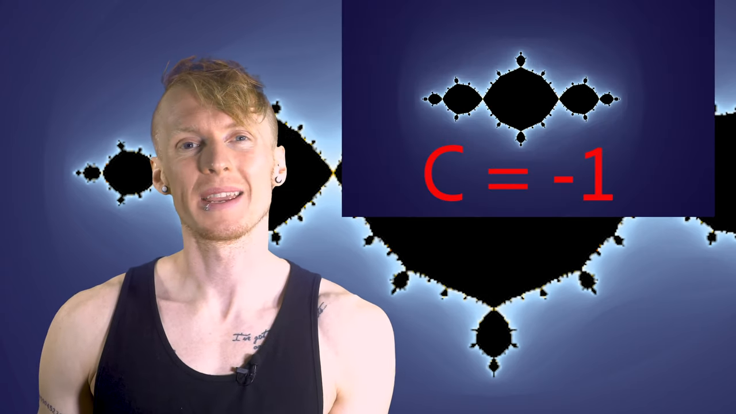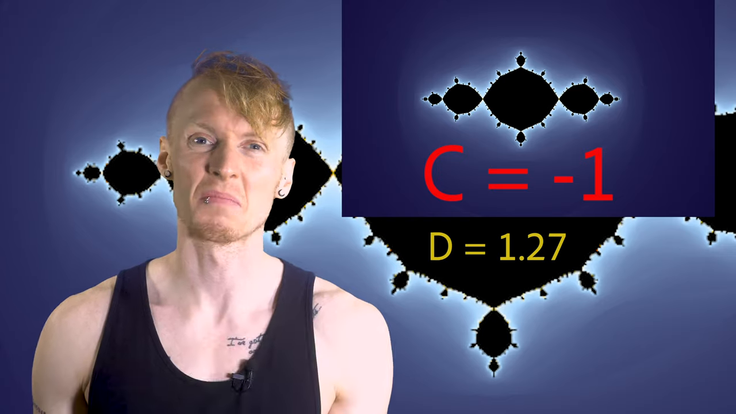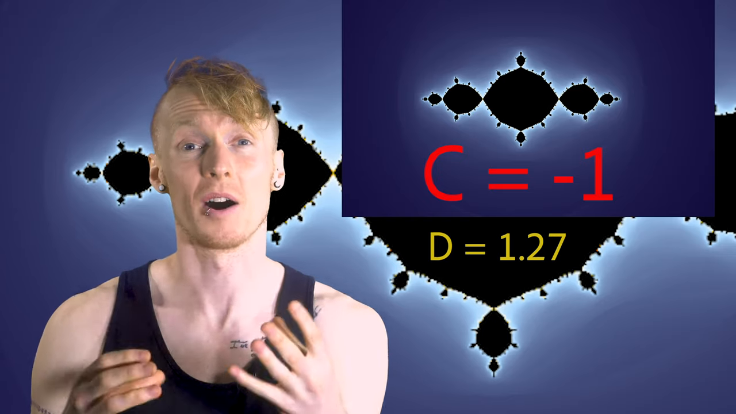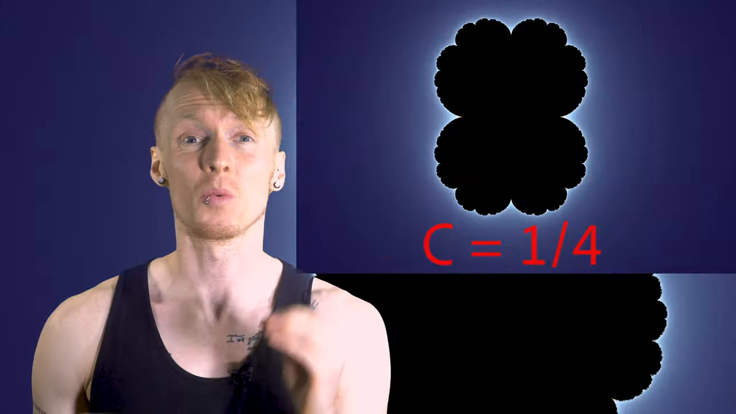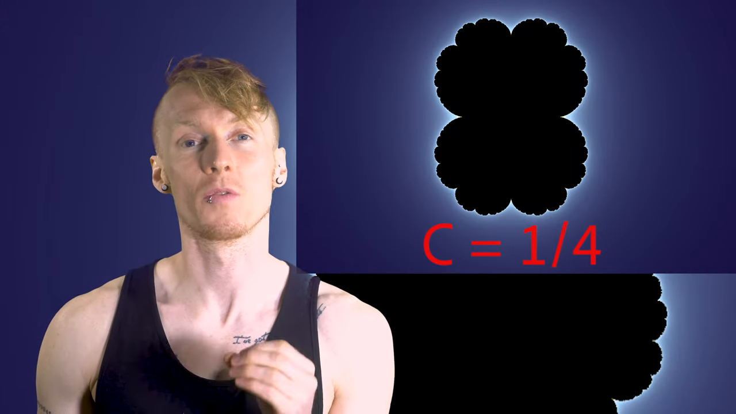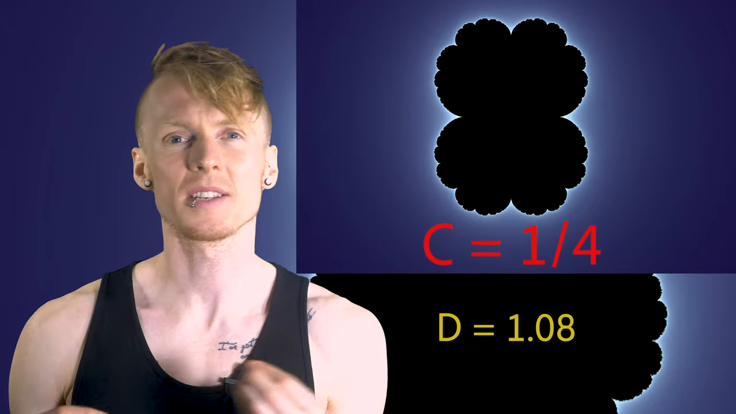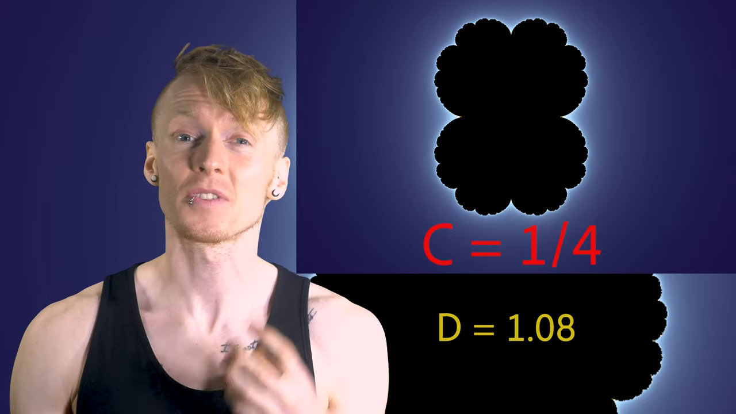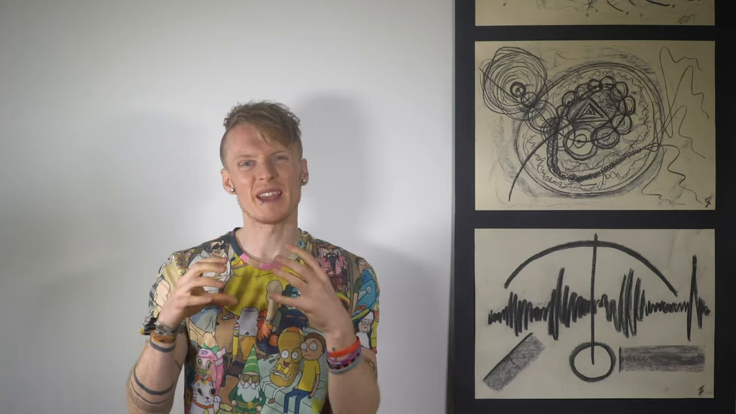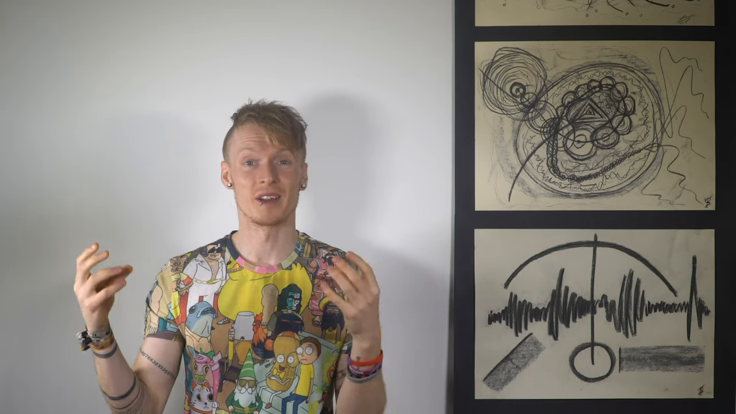If we consider some examples using particular values for the Mandelbrot set, we get different values of d. So for example, when c is equal to minus 1, we get a d value of 1.27. It fills around a quarter of our plane. And if we let c equal 1/4, then we get a d value of 1.08. So whilst these are both Mandelbrot sets, they have a different shape and therefore a different Hausdorff dimension d. The more space filled by your fractal, the closer its value of d will be to the number 2.